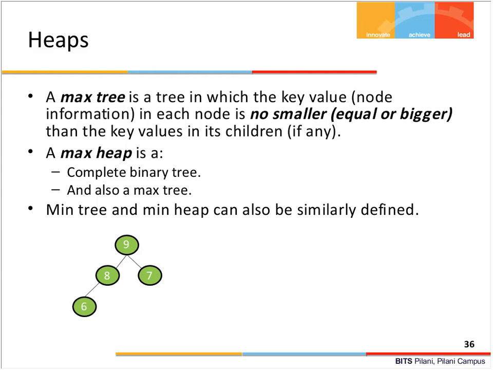Yeah, so there are two things which you need to check. First thing is that every parent is equal to or larger than its children. So 9 is bigger than 8 and 7, fine. 8 is bigger than 6, fine. There are no other nodes. But is it a complete tree?